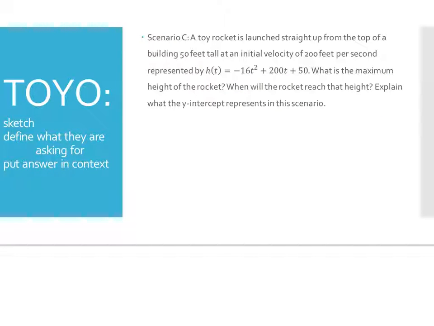So you have one scenario to try on your own. So again, sketch a picture of what's happening, look what they're asking for, and then answer in context. Since your equation is negative 16t squared plus 200t plus 50, this is standard form. So to find the vertex, you have to use x equals opposite of b over 2a. We're talking about a toy rocket being launched in the air from the top of a building that's already 50 feet tall. So there's the building, and it's being launched into the air, and then gravity brings it back down.